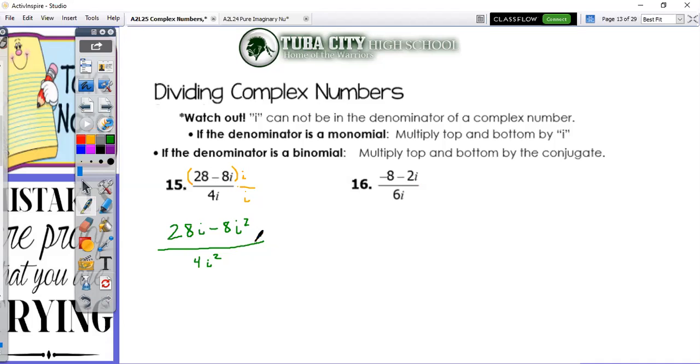Okay, I don't think I can really do much with this here, but I can switch this out. 28i minus 8i squared. I'm going to skip a step, because I know that i squared is -1, so that's going to be -4. Now I'm going to try my best to divide both of these by -4, which it looks like it might work out.